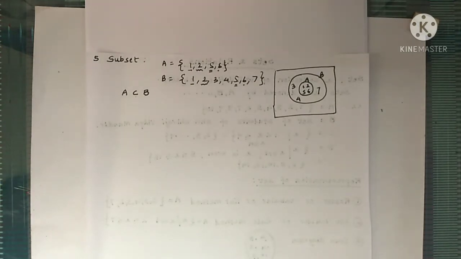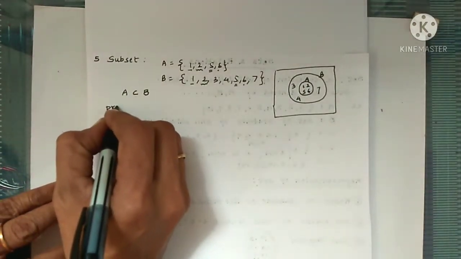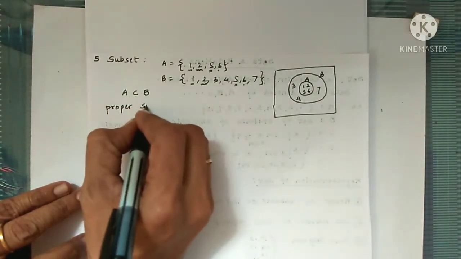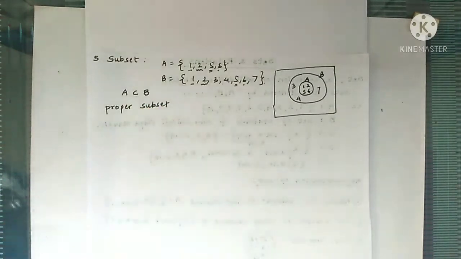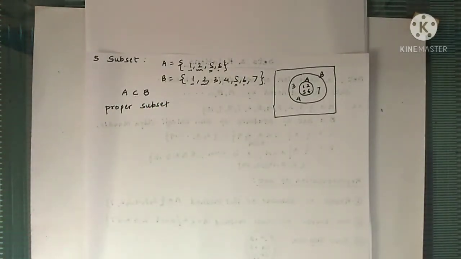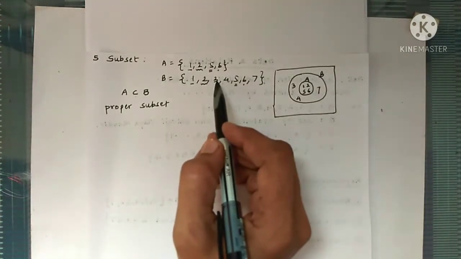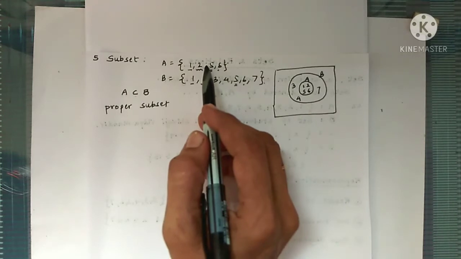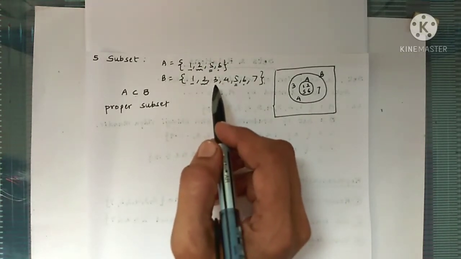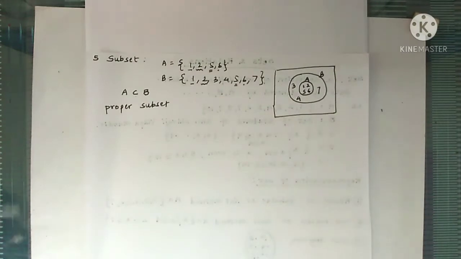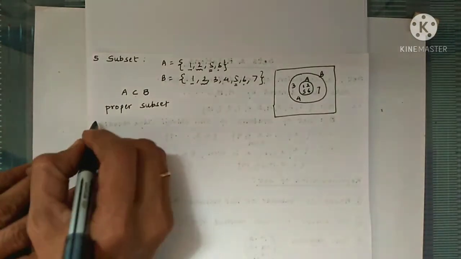Moreover, we say that A is a proper subset of B. Now what is a proper subset? Proper subset means B contains more elements than A. So there is at least one element in B which is not in A. In that case we say that A is a proper subset of B. Here 3 is a member of B, but 3 is not a member of A. So B has more elements than A. Those are 3, 4 and 7. So B is bigger than A. So we say that A is a proper subset of B. So this is a proper subset.